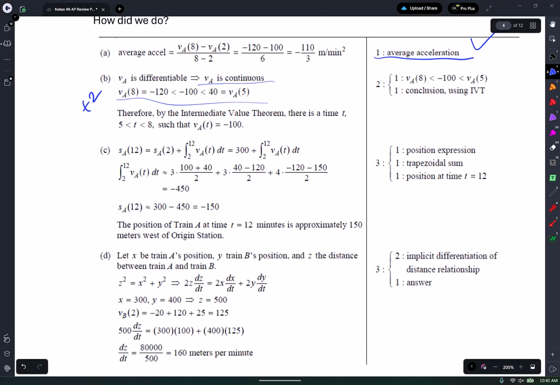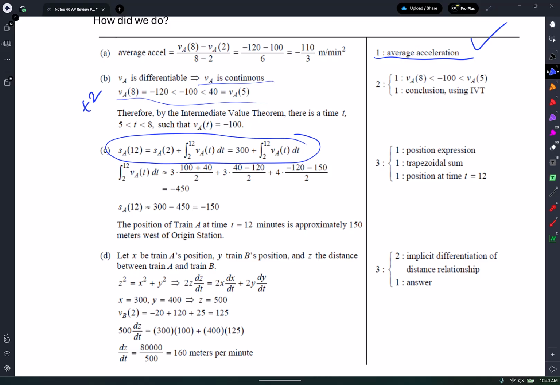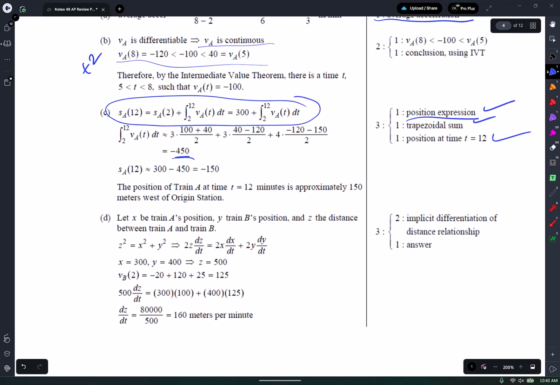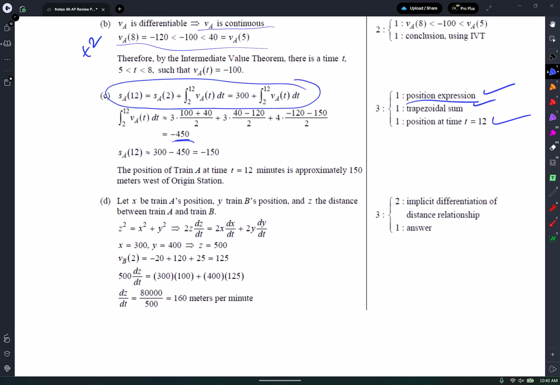Letter C is going to look the same for everyone all the time. We got the position expression. We got the trapezoidal sum. Did we get negative 450? Yes. There we go. Look at letter D. 2 points for the implicit differentiation and 1 point for the answer. So you had to know Pythagorean theorem.